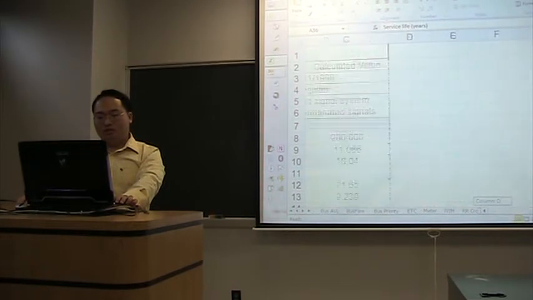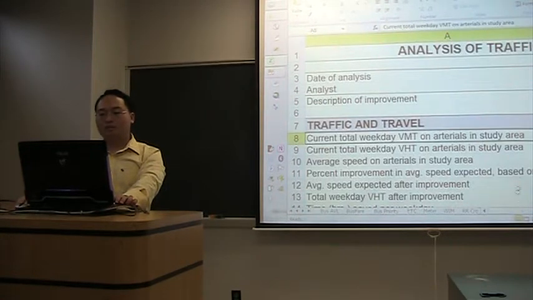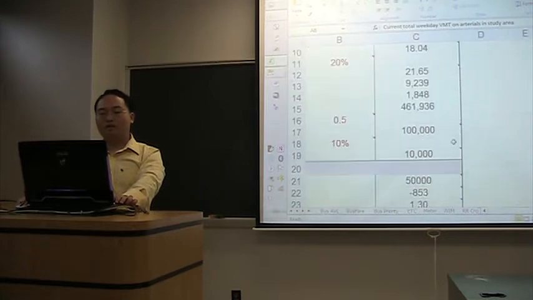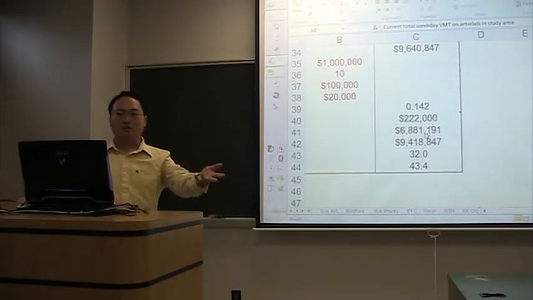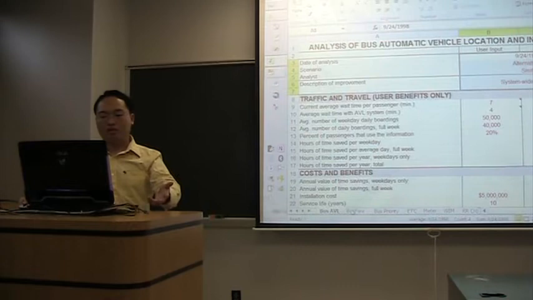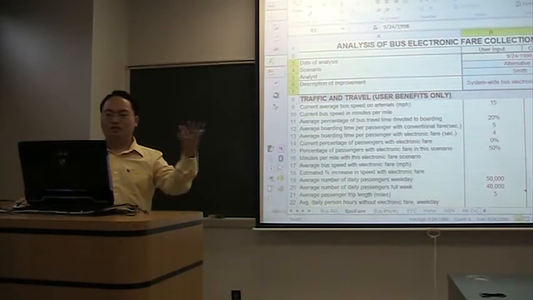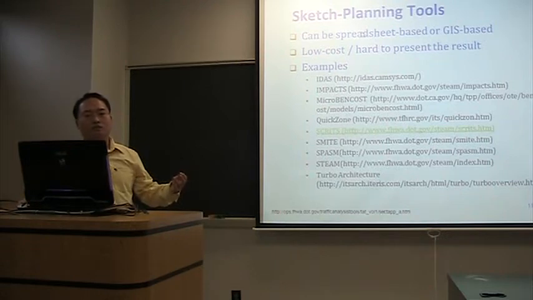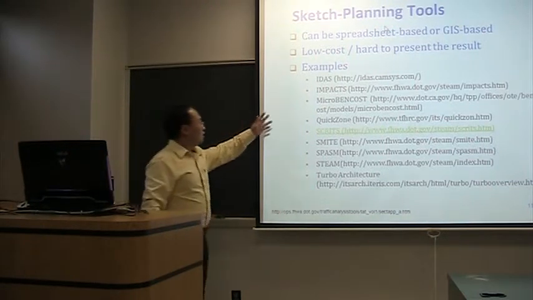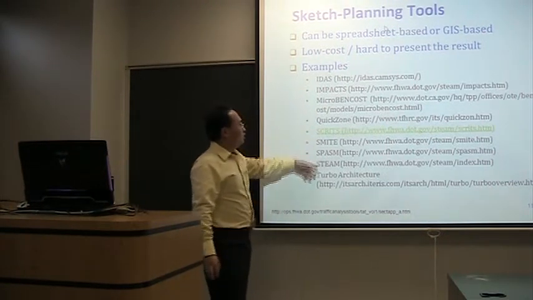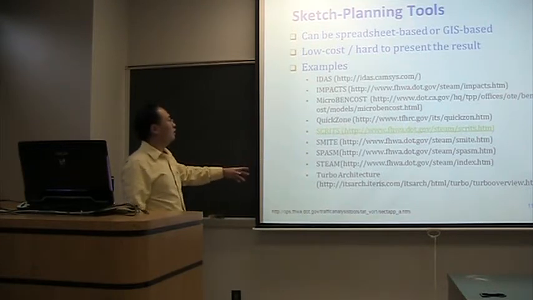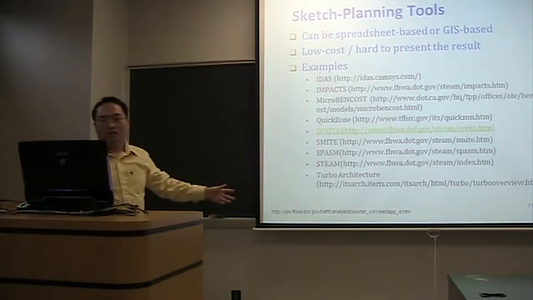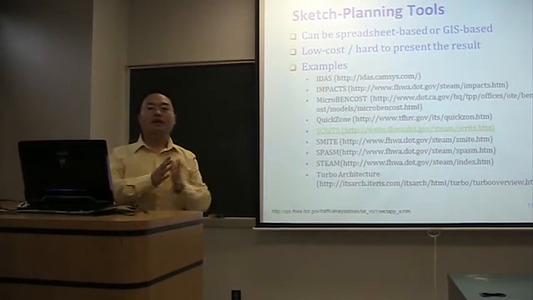So you fill the table. It has some automatic calculation, and it will give you the results. This is called a sketch planning tool. So it's very simple. So you can do it by yourself. Okay? And we already have several tools you can use. You can check out the website. But essentially, they are just simple calculations.